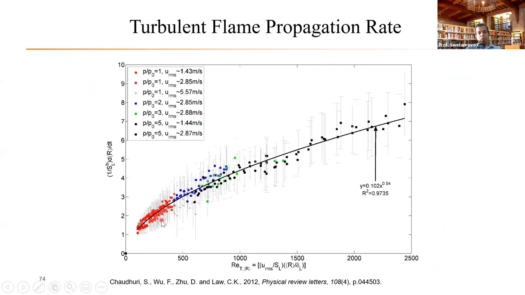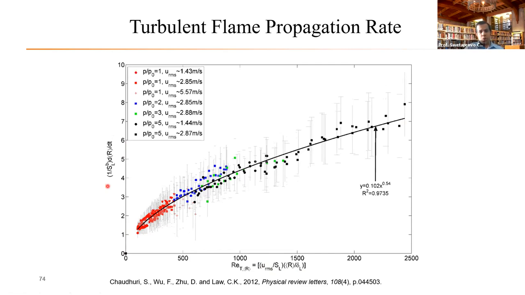Anyways, what we see here is that for different pressures of 1 bar, 2 bar, 3 bar, 5 bar, and different U RMS, this relationship of U prime by SL times average R by delta L works pretty well. On the y-axis, you plot the normalized dR/dt, the dR/dt normalized by the burned laminar flame speed. And on the x-axis, you have the U prime RMS, which is a function of R, divided by SL, times the average radius by delta L, which we can define as a flame Reynolds number, defined on the length scale of the flame.